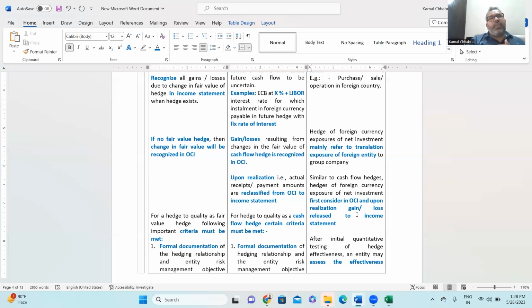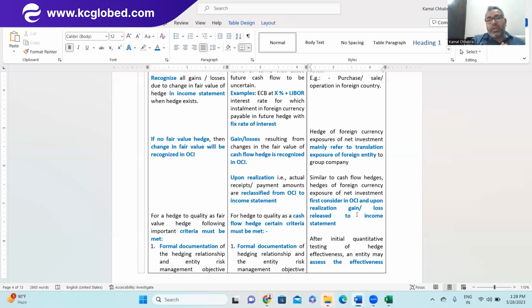So when you are making consolidated financial statements in US dollar, the foreign subsidiary's financial statement needs to be converted into US dollar for the consolidation purpose. Yes or no? And for those translations, you have to consider hedging.